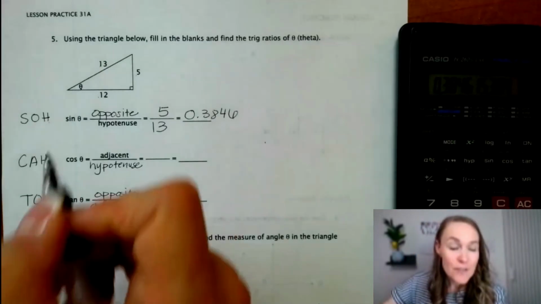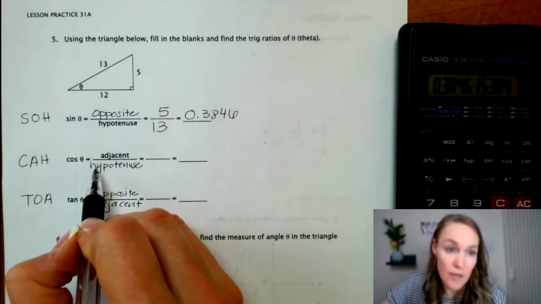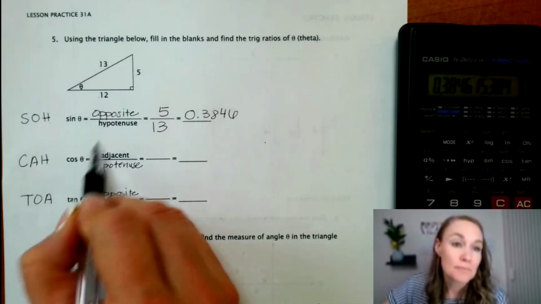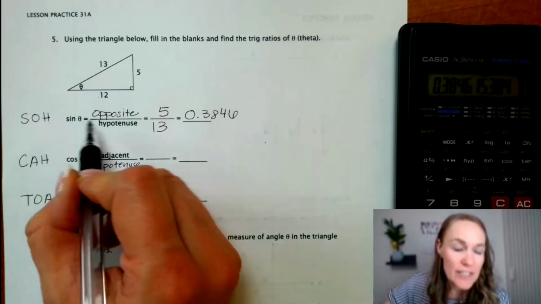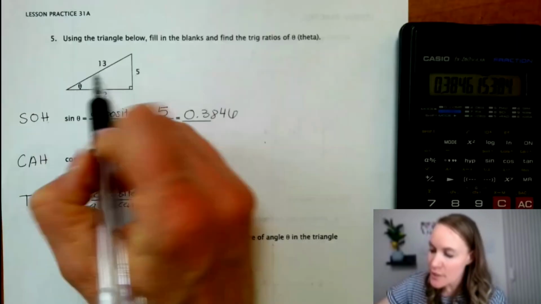Okay, great. Let's do the next one. The cosine of theta is equal to the adjacent over the hypotenuse, and my memory trick is CAH. Again, it doesn't mean anything. It's just a memory trick. Okay, so adjacent is 12, and my hypotenuse is 13.